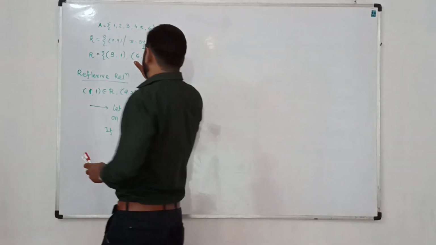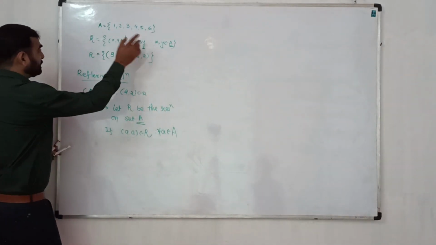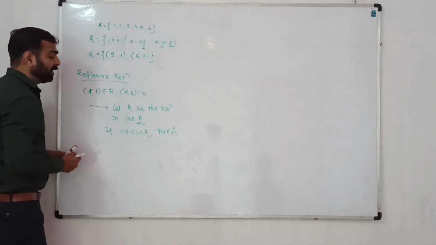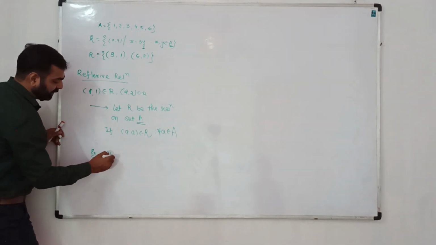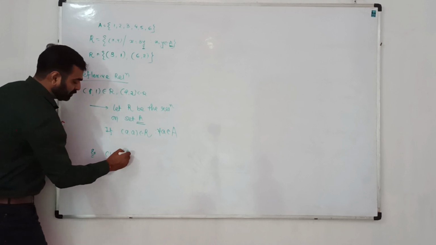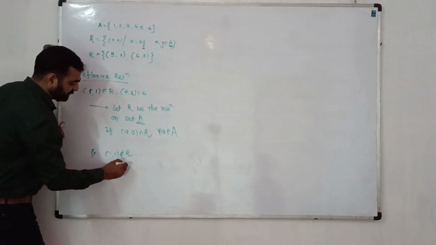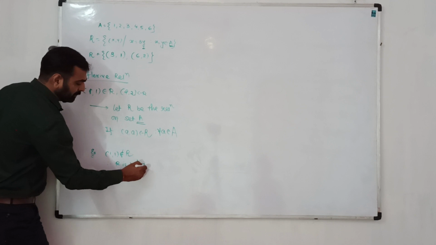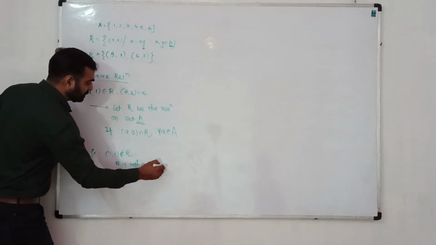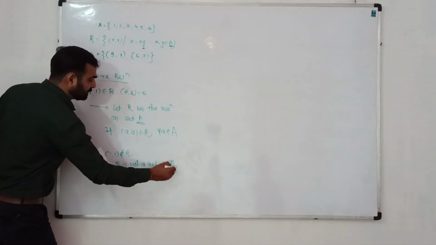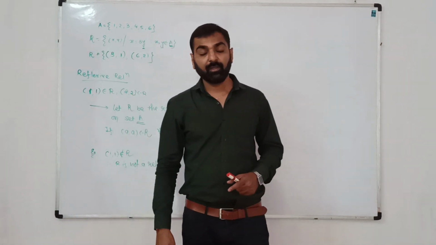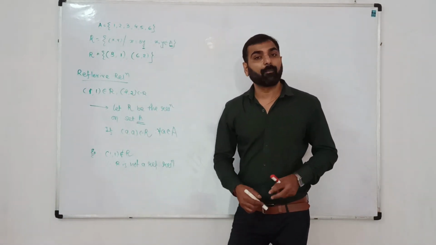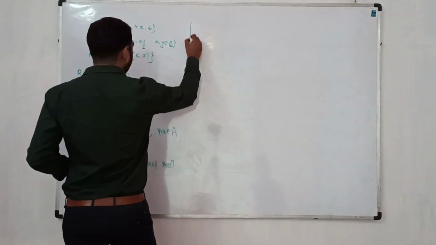So in this example, is (1, 1) there? No, (1, 1) does not belong to R. So therefore R is not a reflexive relation. So this is the fundamental of the reflexive relation. Now second is what? Symmetric. The second one is the symmetric relation.